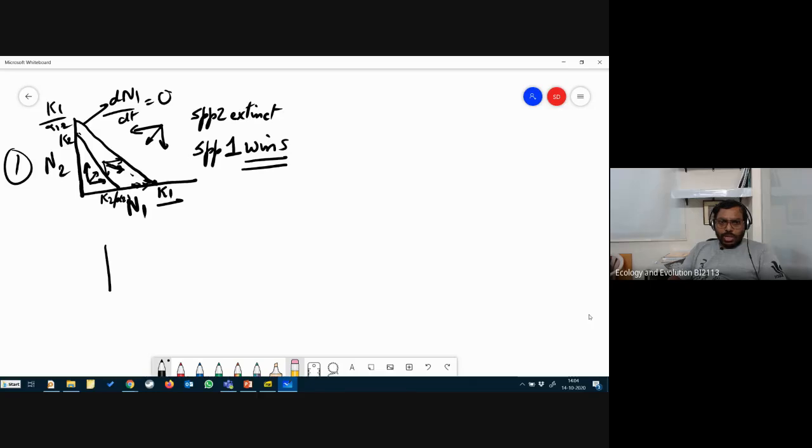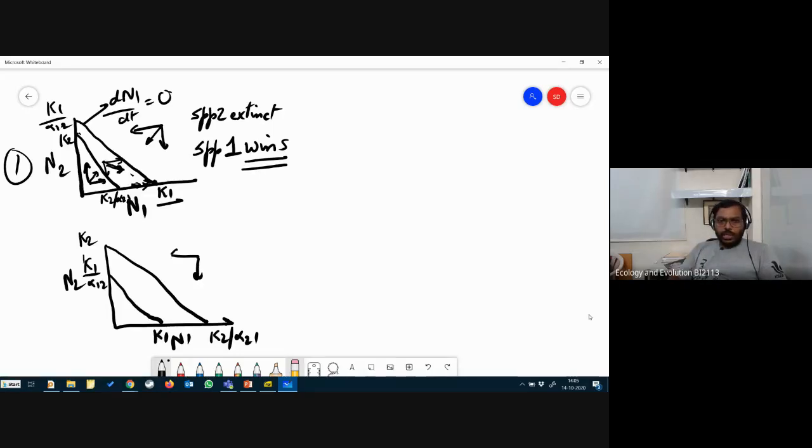So let's think about case 2. Again we have N1, again we have N2, and again these two isoclines are there, except that now this is the isocline for species 2. So this is K2 and K2 by alpha 21, and this is my K1 and this is my K1 by alpha 12. Again, this zone is easy. You simply get this. This zone is easy. You simply get this.